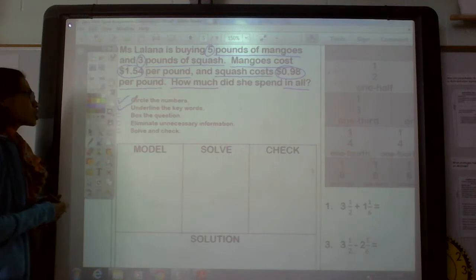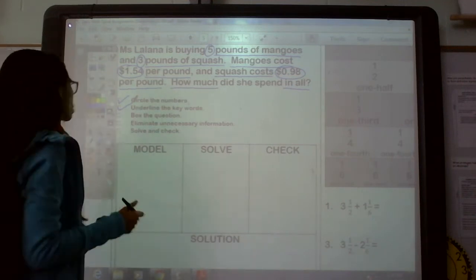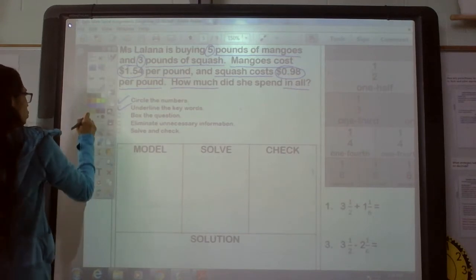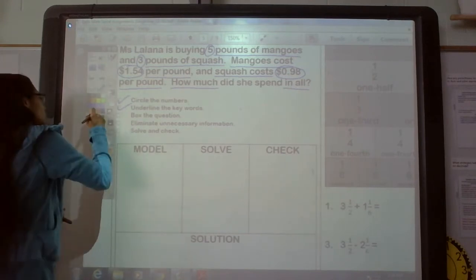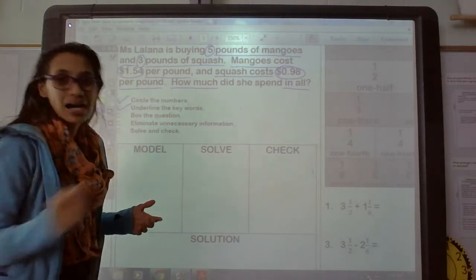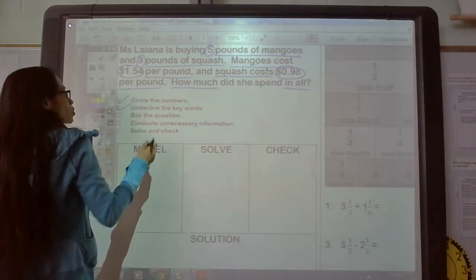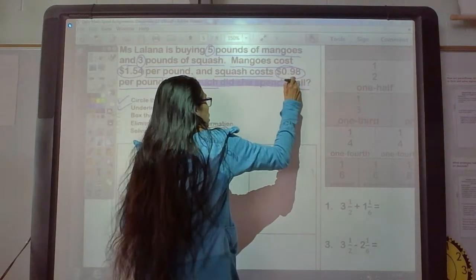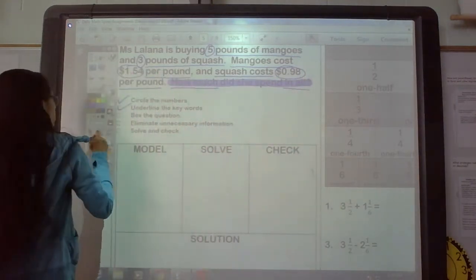Next step is the B step. Box the question. Let me get my highlighter. Now, you can use a highlighter, or you can box it, circle it, whatever. Where's the question? Right there. How much did she spend? All right, done with that.